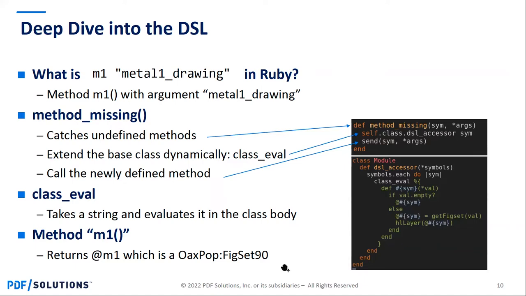I'm calling a class eval, which I give a string, and the string is essentially dynamically defining a method called M1. And if it has an argument, I return an instance variable called M1, and if this argument is defined, I essentially run a function called getFixSet of metal 1 drawing.